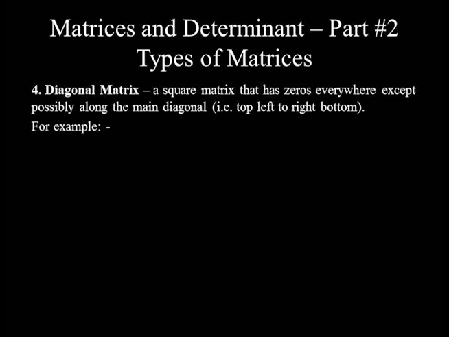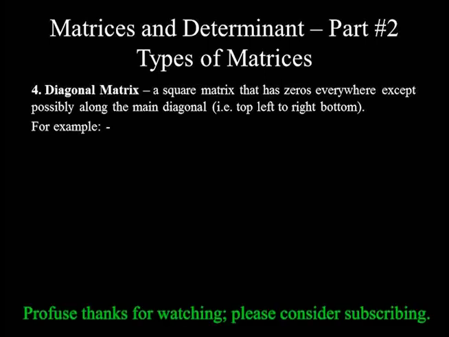Let's see the following examples. The first example is this 2 by 2 matrix with elements of the first row 1 and 0 and elements of the second row 0 and 3. In this square matrix, the elements on the main diagonal are 1 and 3.